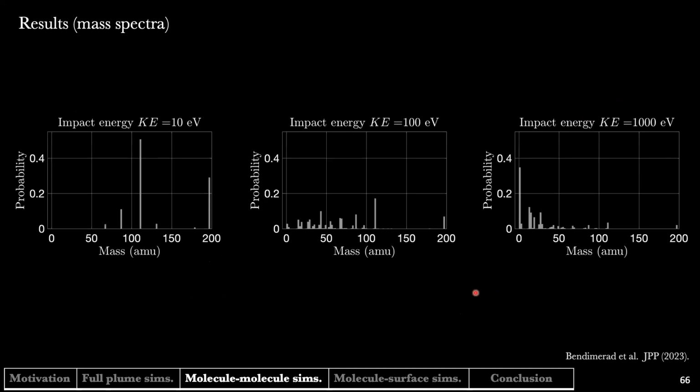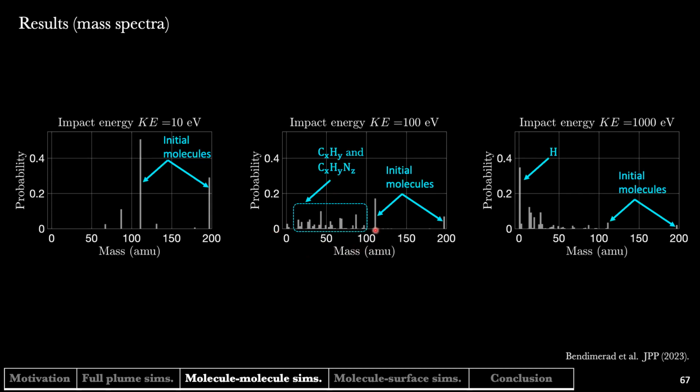And we represent the results in the form of mass spectra. A mass spectrum has the mass on the x-axis and the probability of occurrence, or the abundance, on the y-axis. Since we know the mass of the atoms, we can infer the type of the molecule from its mass. We observe that at small impact energies, we still see the initial molecules, so the fragmentation rate is very small. Then at higher impact energies, there is more fragmentation, so we see more light molecules, mainly CXHY and Z. And then at higher impact energies, it is mainly dominated by the atom of hydrogen.